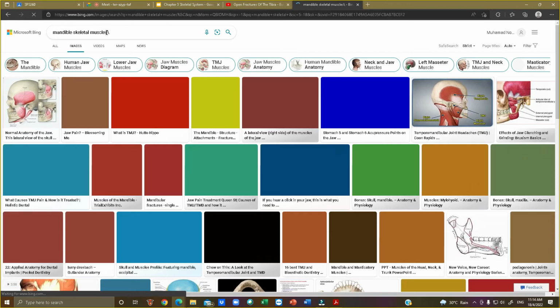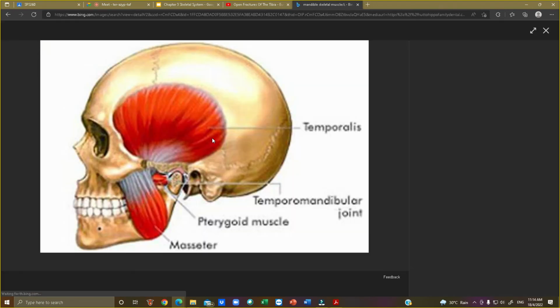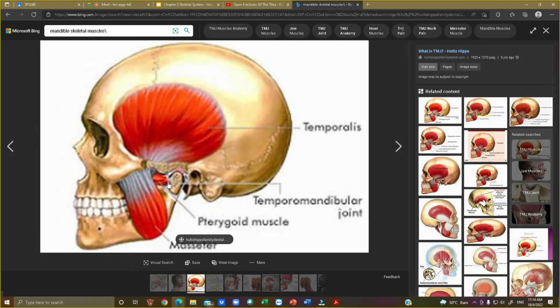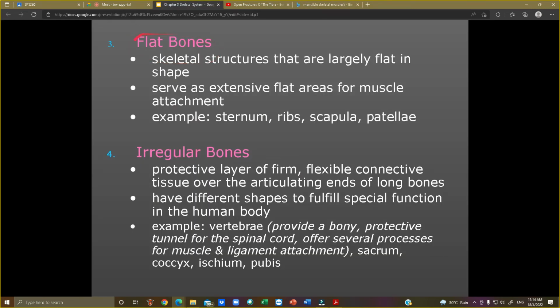Muscles. Kat situ, dekat bahagian sisi ataupun towards the lateral side of the flat bone. Means when you see that the place is an attachment for muscles, most probably it will be flat. Okay, tu mandible adalah flat bone kat sini.